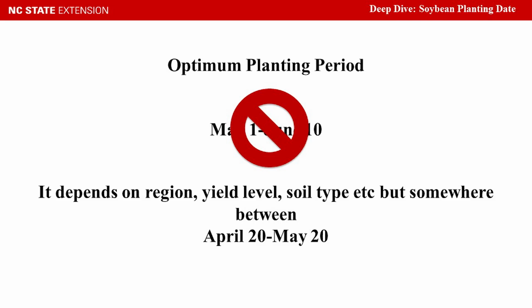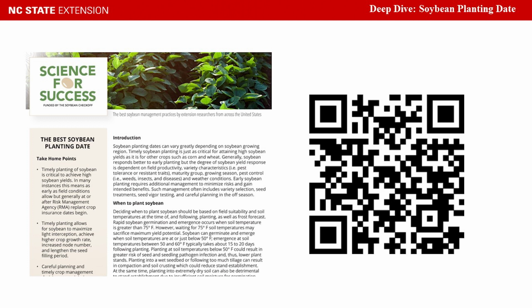To recap our deep dive on planting date, the optimum planting period was previously defined as May 1 to June 10. That is no longer the case with our new genetics and more aggressive management. It depends where you are in the state, your yield level, what type of stress the beans are going to encounter in that environment, and soil type. But somewhere between April 20 and May 20 is the optimum planting period, and we have some tools coming in April to help growers make better decisions within that planting period about what the best planting date would be to maximize yield.